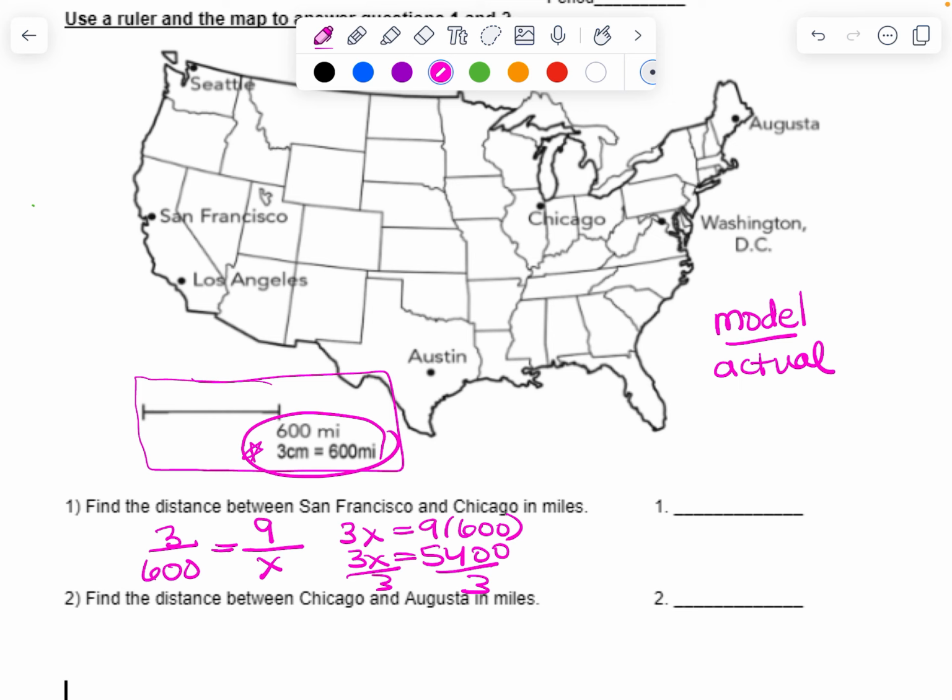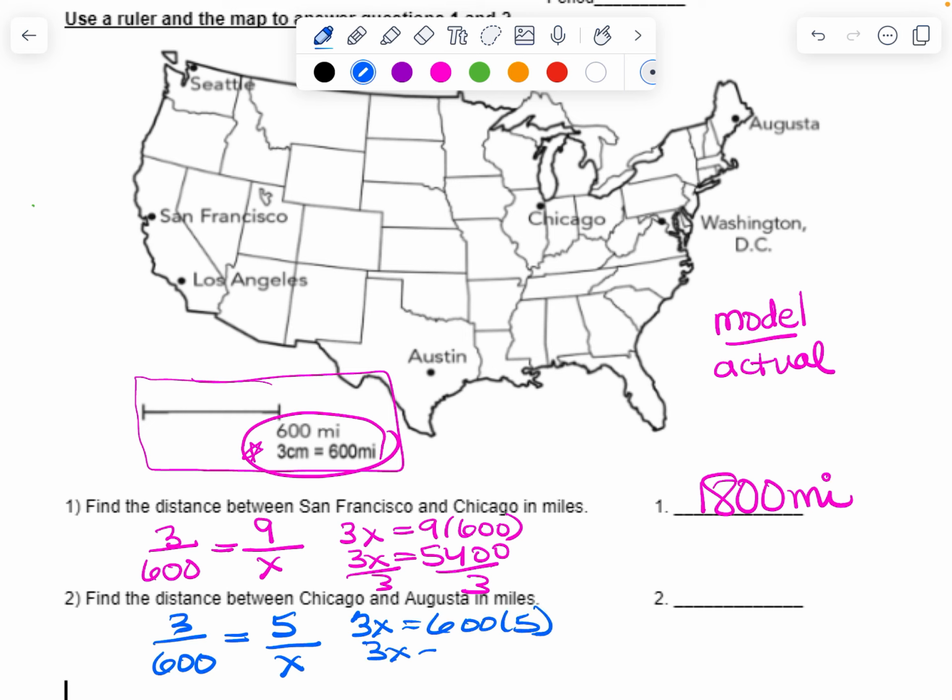For the next question, we're going to set up a proportion where the first ratio is the same. It's just the scale that they gave to us, and we'll measure the distance between Chicago and Augusta on our ruler. It's 5 centimeters, and we want to know the actual distance. So we'll do cross products again to get 3x equals 3,000. And so, of course, if we divide both sides by 3, we get that they are 1,000 miles apart.